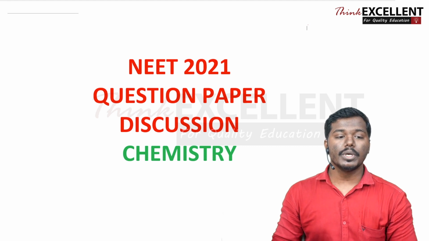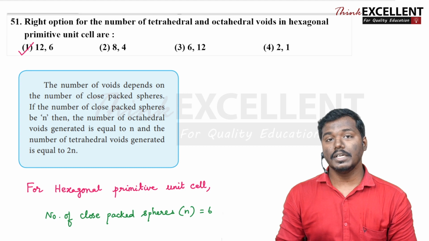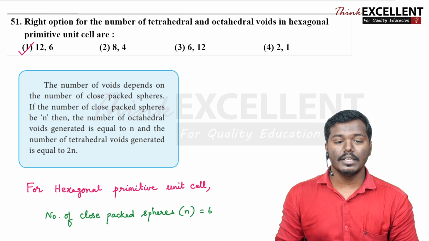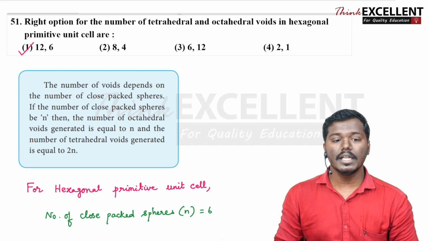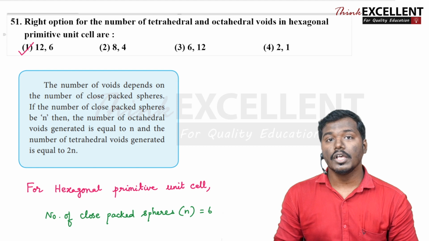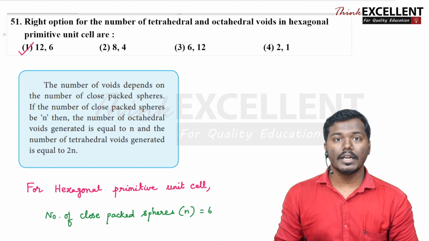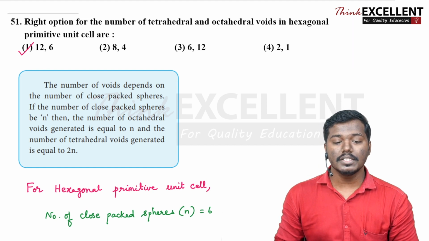Okay. So when you take question number 51, you can see that it is asked from the solid state. The question asks for the right option for the number of tetrahedral and octahedral voids in a hexagonal primitive unit cell. We have studied octahedral and tetrahedral voids in the solid state, that is, if the number of close packed spheres is n, the number of octahedral voids is equal to n and the number of tetrahedral voids is equal to 2n.